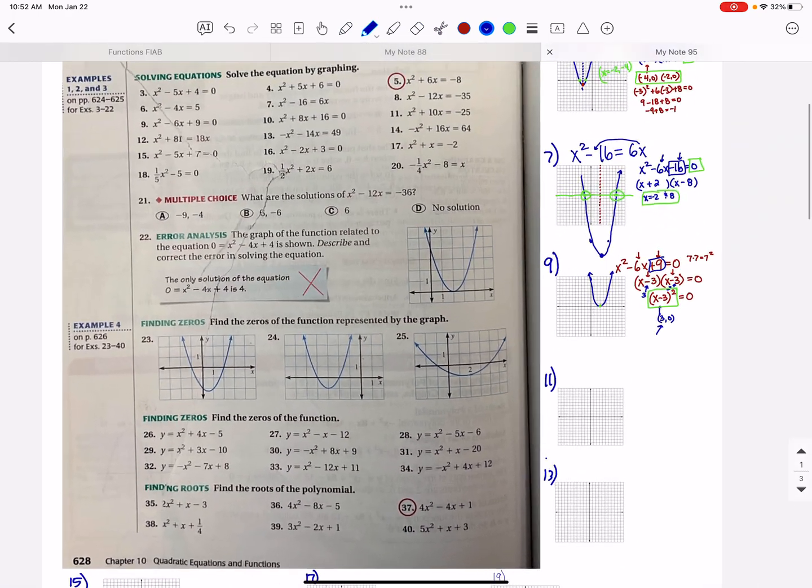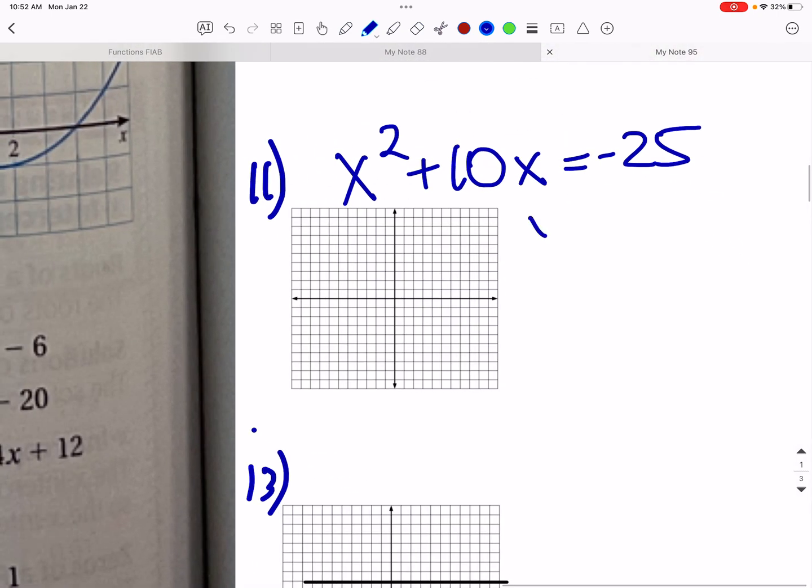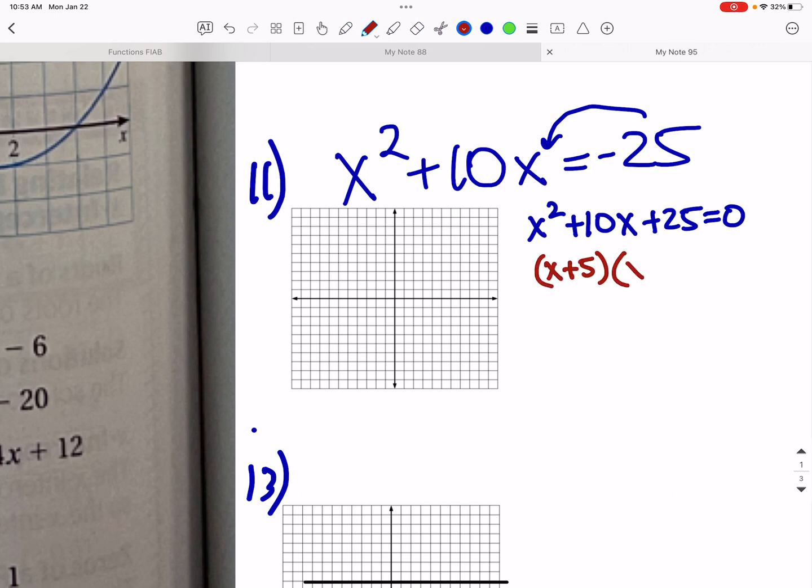Let's see, number 11. X squared plus 10x equals -25. I've got to make it standard form. X squared plus 10x plus 25 equals 0. I move the negative 25 to this side, and it makes a positive 25. All right, I need two numbers that multiply to 25 and add to 10. So it's positive 5 and positive 5, which is just x plus 5 squared equals 0.